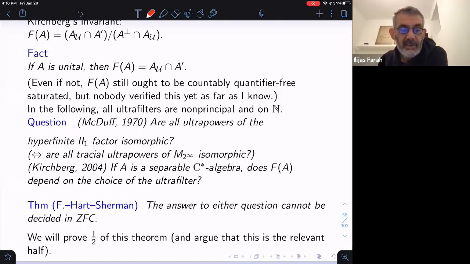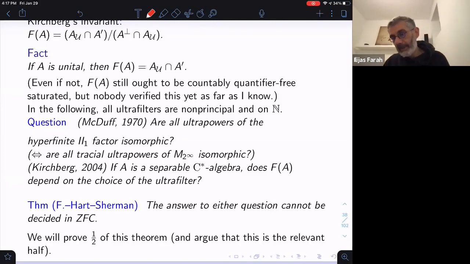Right, so this is independent from standard axioms, and I'm going to prove one half of this theorem. Now, what does that mean? Well, let's just look at what this theorem is saying. The theorem says that there are some models in set theory in which the answer is yes, they are isomorphic.